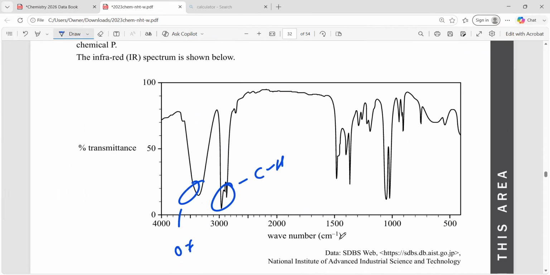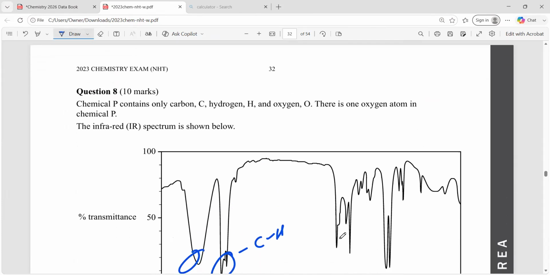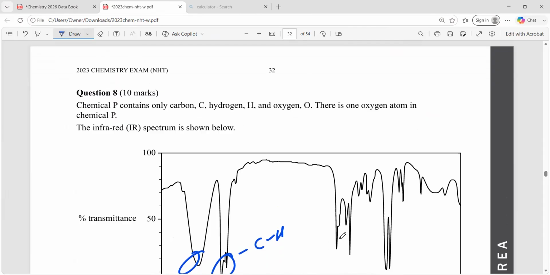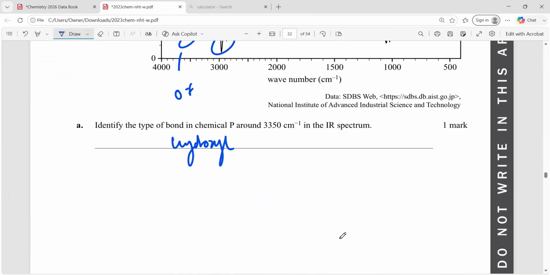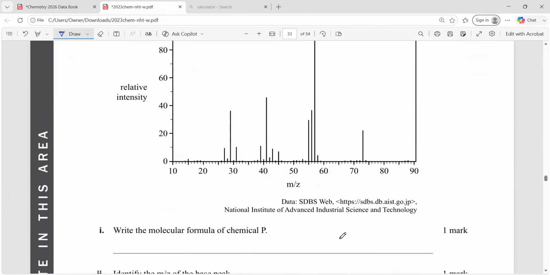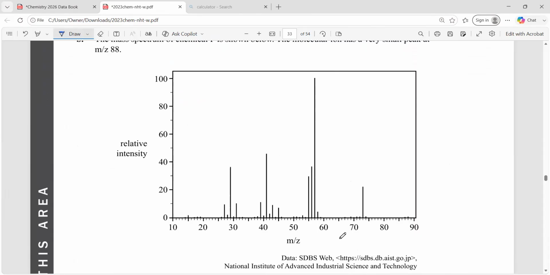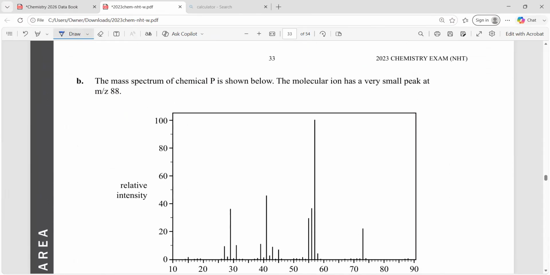Yeah, look, for IR, I don't really refer to the data book that much. I think it'd be a good idea to just expose yourself to a lot of IR questions, because over some time you'll start to identify what different compounds look like. So, what's the molecular formula? The molecular ion has a very small peak at 88.